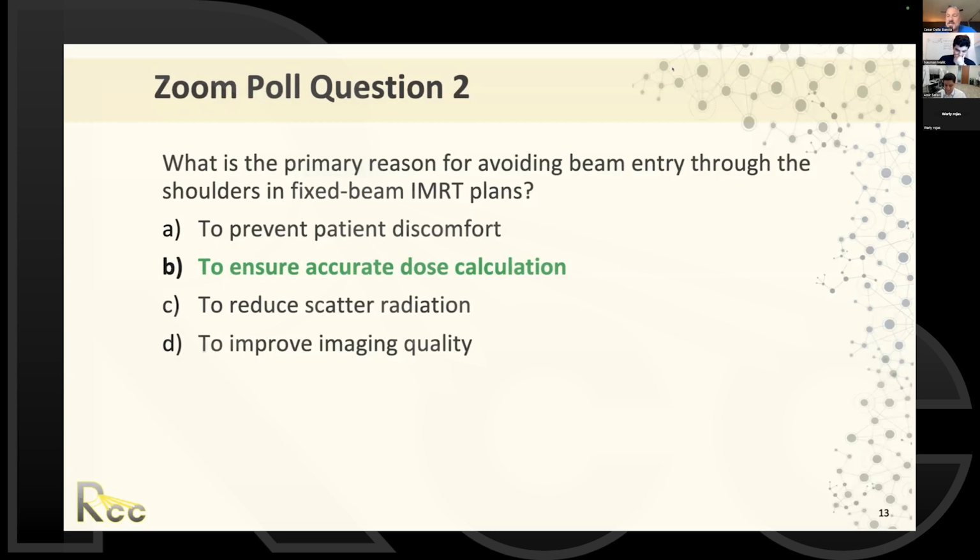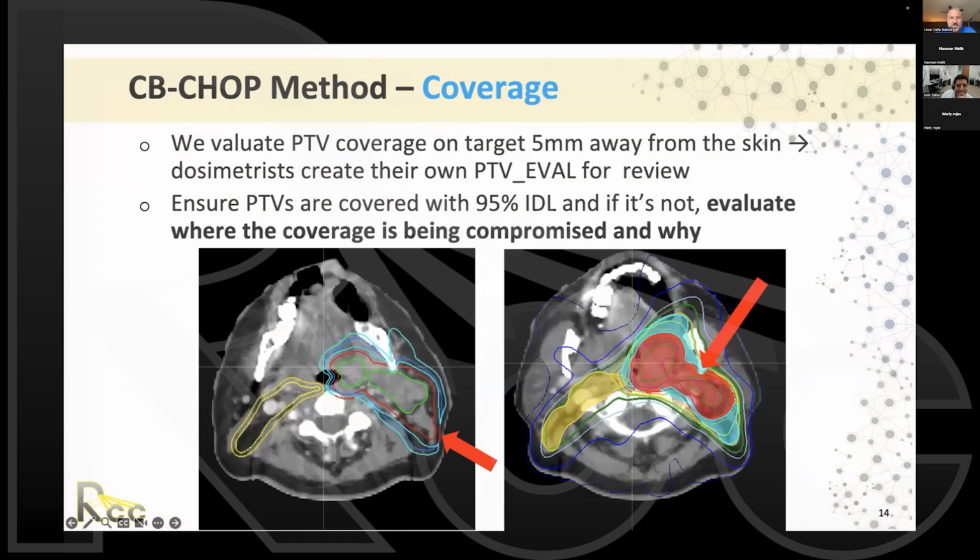Because remember, if you go through the shoulders and the shoulders move in between or change position, the depth of the path of the beams can vary from 5 cm to 10 cm, and you know that can contribute to a big difference in those calculations, in those distributions. I'm going to end the poll.